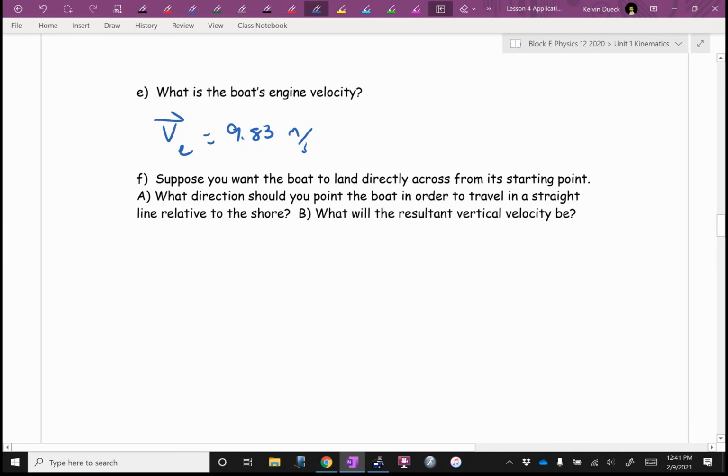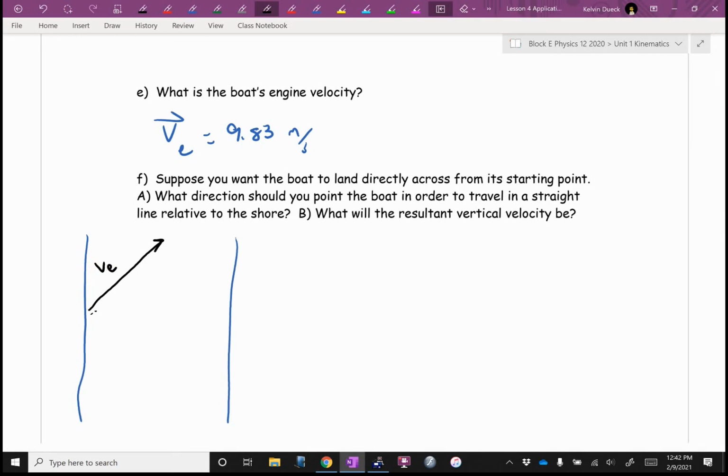Now that we've done a couple... Oh, sorry, let's get to part F and then I'll go on my rant. F. Suppose you want the boat to land directly across from its starting point. What direction should you point the boat? So we have the river like this. My first argument, I think I'm going to have to point the boat that way, into the current, because that way, although the current is pushing it south, the boat is pushing north, and it'll go straight across like that, I think. Got the argument? But we need to draw a bit of a vector triangle. However, I do know how big this line is. This is the engine. This is the boat through still water, because that's which way we're pointing the boat.